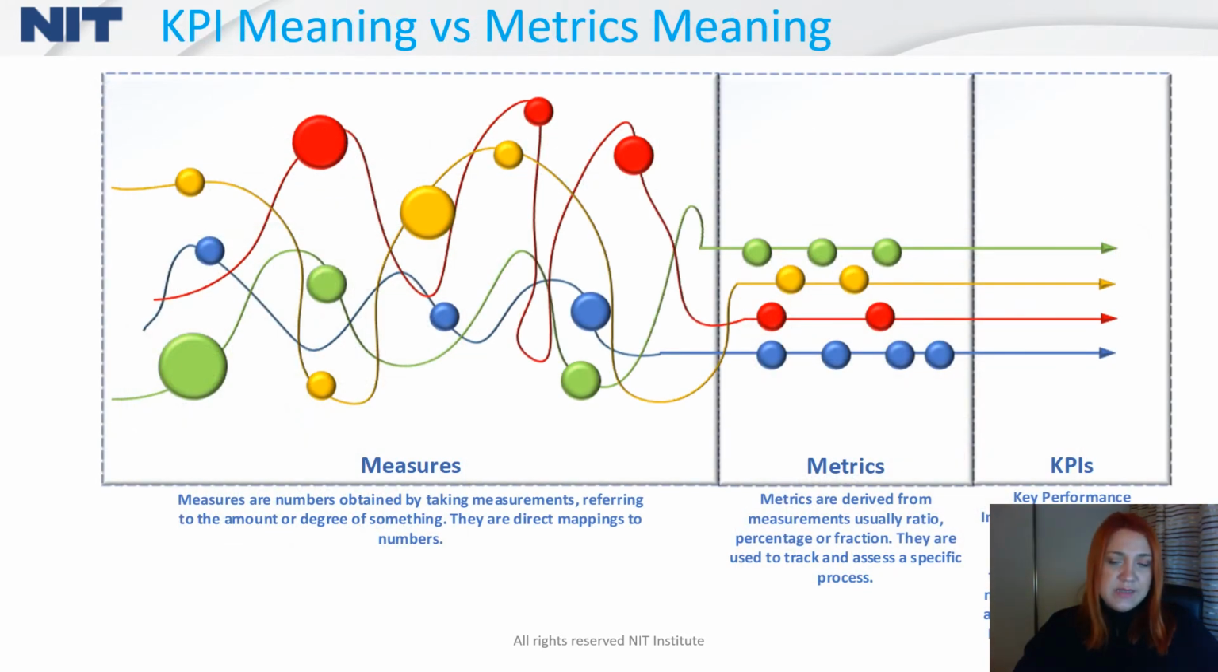While key performance indicators and metrics are related, they're not the same. Measures are raw numbers. They are obtained by taking measurements, referring to the amount or degree of something, their direct mapping to numbers. Metrics are summarized measures which have a meaning. Metrics are derived from measurements directly, usually in the form of a ratio, percentage or fraction. They are used to track and assess a specific process.